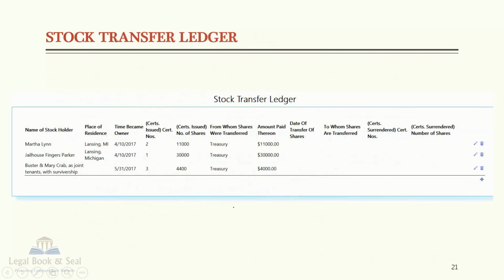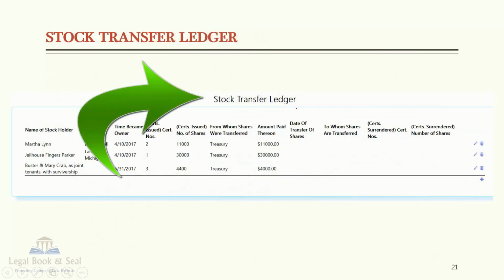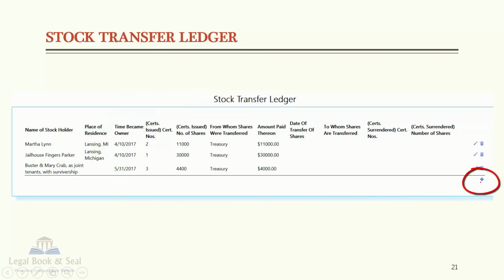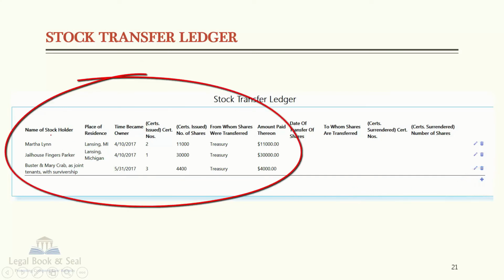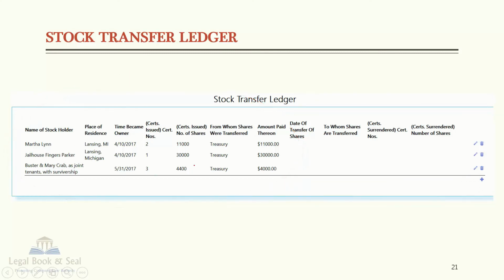And again, if we go to this page again, this is the stock transfer ledger from legalbookandseal.com. Here, if you wanted to go and add someone, you would push the add sign. They would give you the information on the number of shares, the shareholders, their place of residence, the times of owners, the certificates, how many shares they're being issued. And then, of course, you can make changes here for the number of shares, including adding shareholders here. So this is how you go about functionally adding new shareholders along the way. And then, of course, the information related to the share table will change based upon this information.